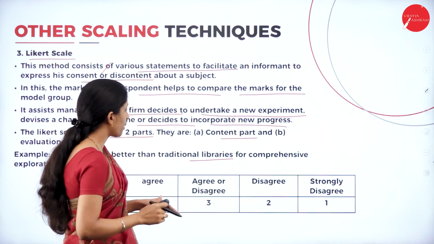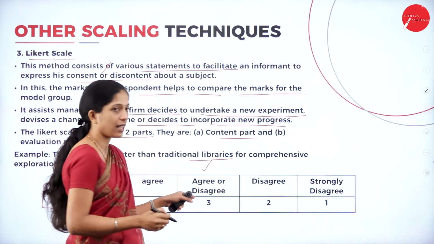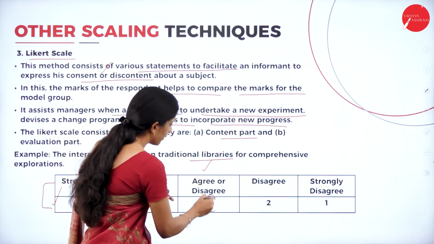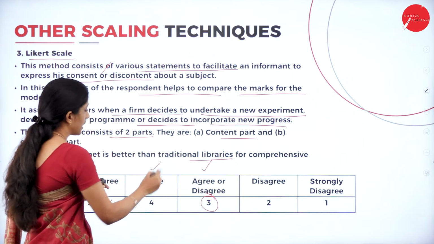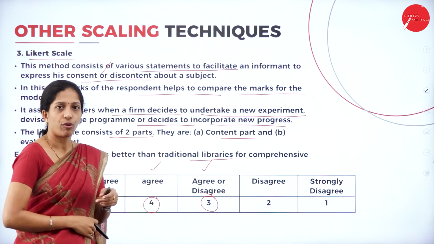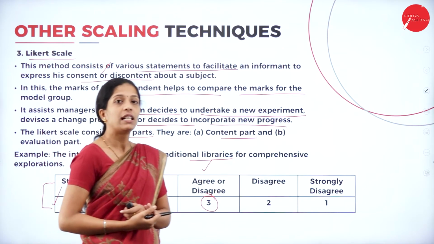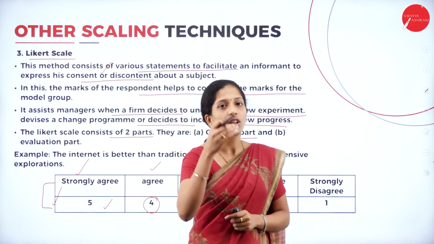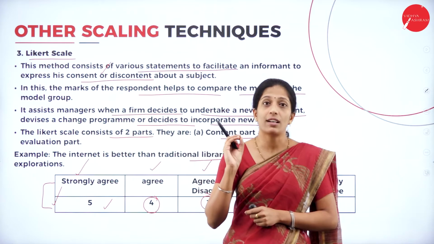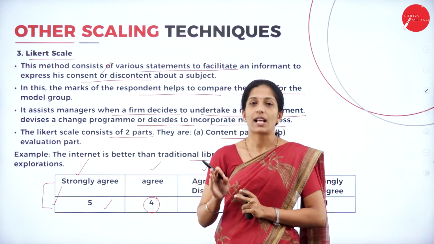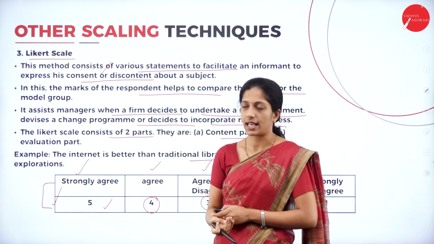So suppose the respondent is agree or disagree, then the evaluation part is 3. In the same way, if it is agree, the evaluation part is 4. So this is known as what? Likert scale, where for the opinion, they will assign numbers. So that is known as the Likert scale.